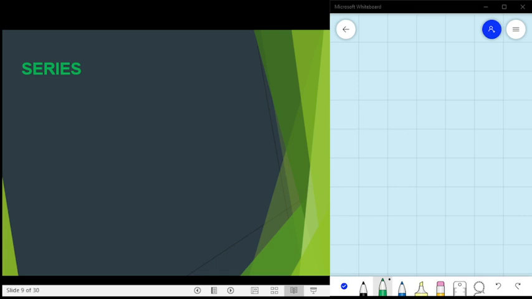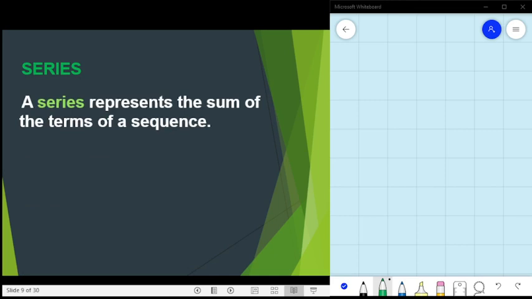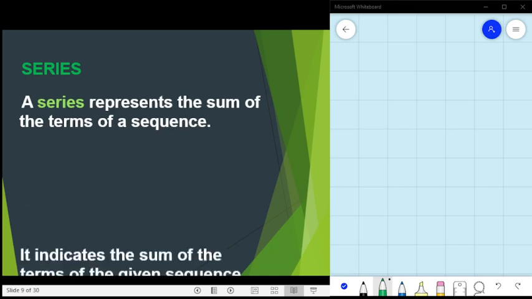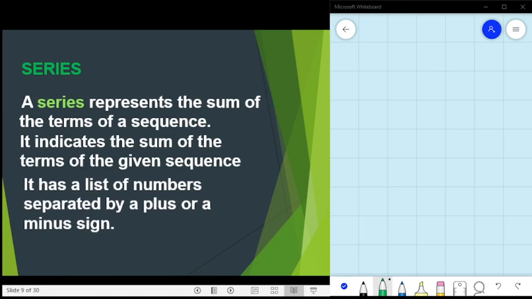And what is a series? A series represents the sum of the terms of a sequence. It indicates the sum of the terms of the given sequence. It has a list of numbers separated by a plus or a minus sign.